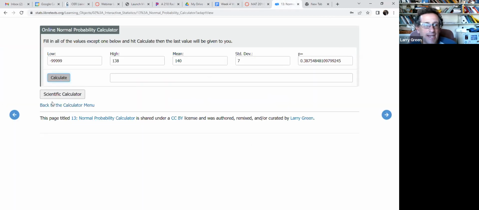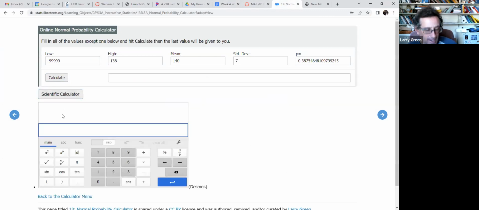And now I can just take that, go to the scientific calculator, divide those numbers, too many divisions. There we go. I think I forgot the point. There we go. That's better. And it looks like about a 14% chance.